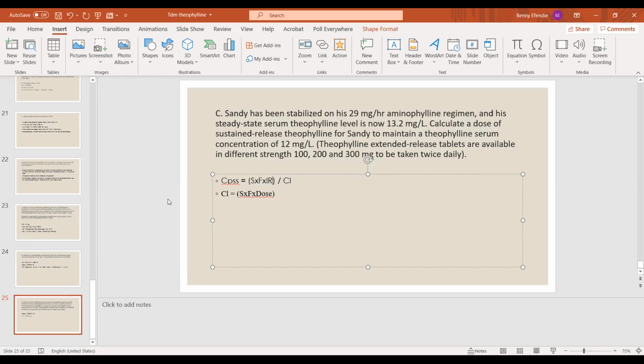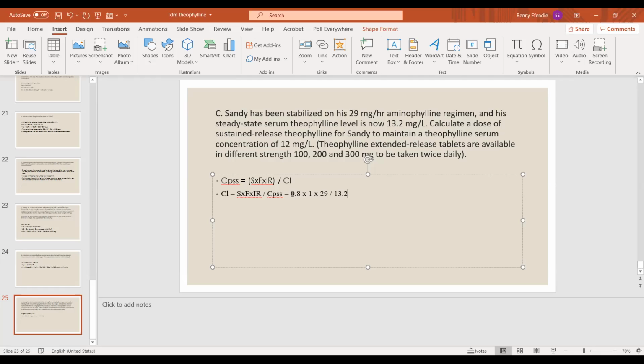IR, yeah. So we go back to that formula. Our clearance will be S times F times IR divided by CPSS. So 0.8 times 1 times IR 29, divided by the CPSS 30.2.